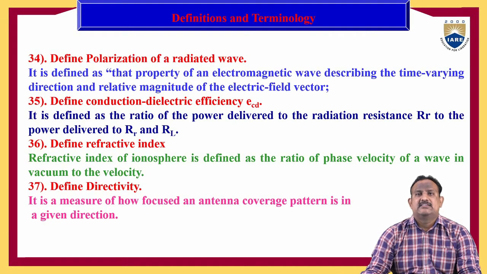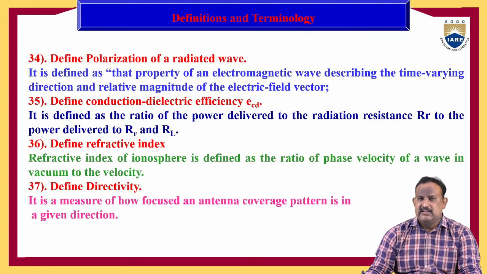Define refractive index. Refractive index of the ionosphere is defined as the ratio of the phase velocity of a wave in a vacuum to the velocity. Define directivity. It is a measure of how focused an antenna coverage pattern is in a given direction, known as directivity.